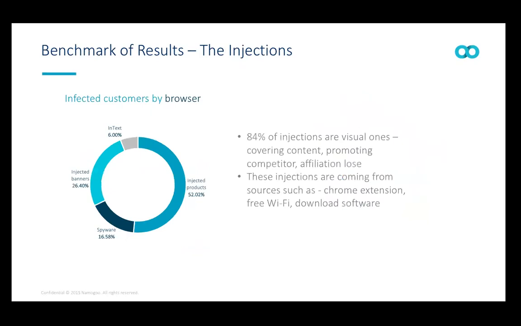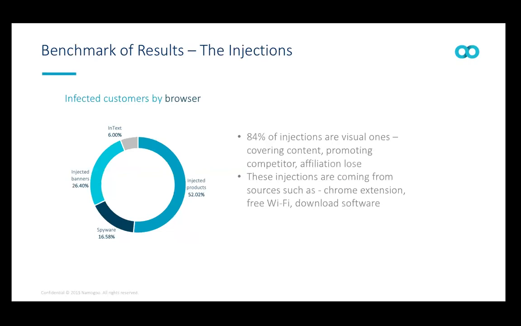Also, when we look at the type of injection that those users are suffering from, we see that more than 80 percent of the injections are visual ones, which means that they are covering content, promoting your competitors on your site, or even sometimes causing affiliation loss because they are promoting you on your own site and making you lose twice. These types of injection highly impact the user experience and the way you want your visitors to experience the site.